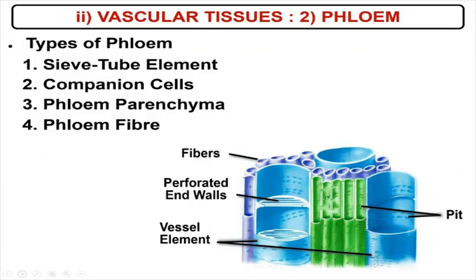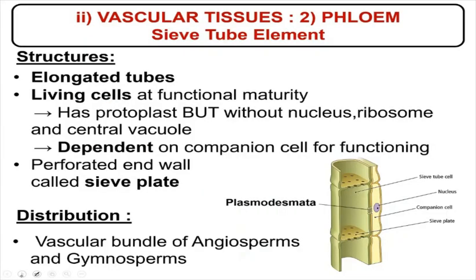Next, phloem. The components of phloem are sieve tube element, companion cell, parenchyma, and also phloem fiber. The sieve tube element of phloem are elongated tubes, panjang lah, memanjang, almost similar dengan vessel element tadi. Cuma vessel element shorter, and sieve tube element is a living cell. Living cell, dia hidup.